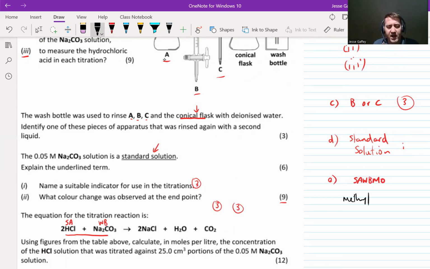And then for the color change, you have to write the before color and the after color. Methyl orange is yellow in a base, and it's always mixed with the base in the conical flask first, and it's yellow and it turns to red. Okay, so yellow at the start, red at the end.